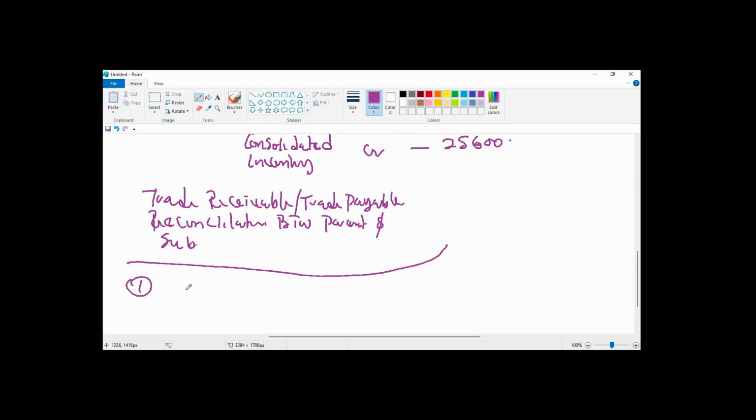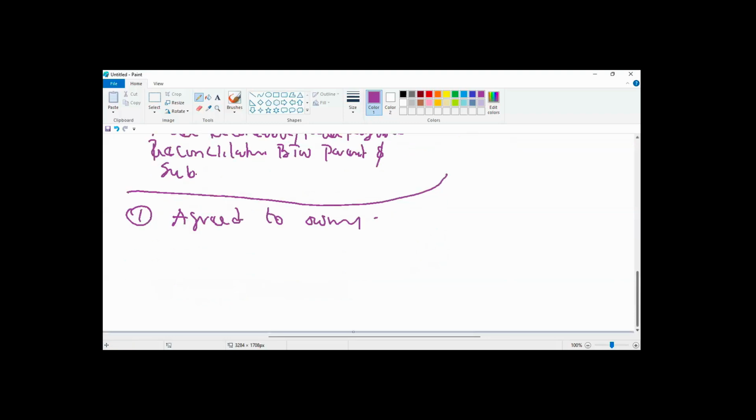One, when they agree on the owing, nothing in transit, both the parent and subsidiary agreed on the owing. What is now my own duty in exam? When they agree on the owing, I will say trade receivable, nothing in transit, I will credit. You cannot be sure that you are a single entity. Trade payable, debit. This is the first one.